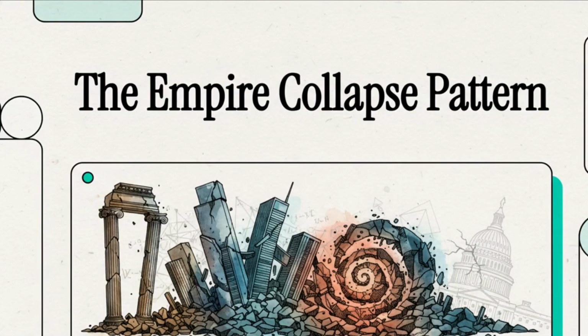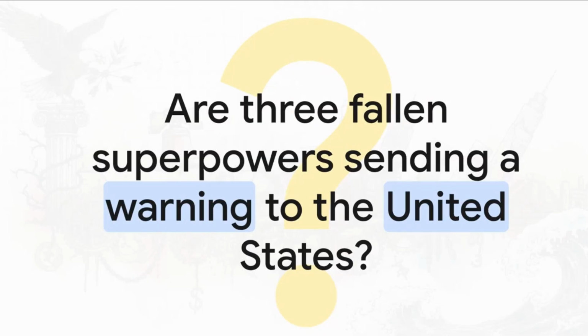Is there a hidden pattern in history? A kind of mathematical sequence that has brought down not one, not two, but three global superpowers? A script that ends in absolute ruin every single time? And if there is, is the United States next on the list? Well, the historical record isn't just sending a warning. According to this model, it's screaming one.